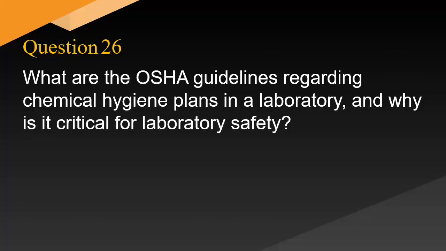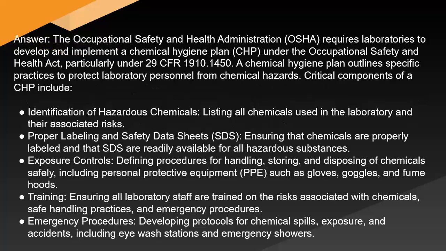What are the OSHA guidelines regarding chemical hygiene plans in a laboratory, and why is it critical for laboratory safety? Answer: the Occupational Safety and Health Administration (OSHA) requires laboratories to develop and implement a chemical hygiene plan (CHP) under the Occupational Safety and Health Act, particularly under 29 CFR 1910.1450. A chemical hygiene plan outlines specific practices to protect laboratory personnel from chemical hazards.